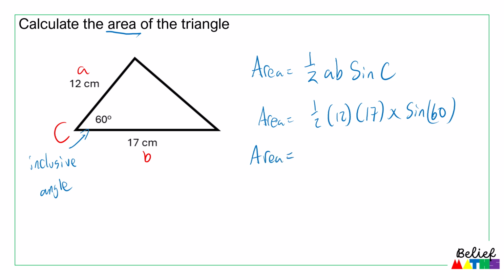So if we put all of that into our calculator, it gives us an answer of 88.334, etc. Now it doesn't tell us what to round this to, so if we just use sensible rounding, we can say the area is equal to 88.3 centimeters squared.